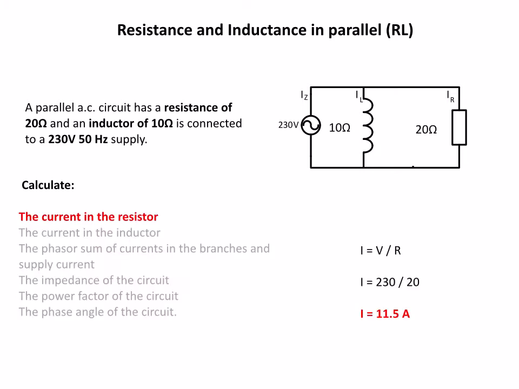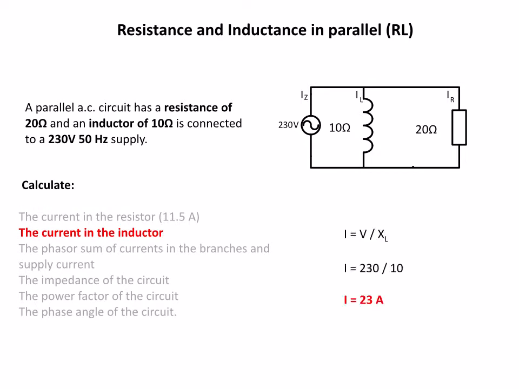The current flowing in the resistor is simply voltage divided by resistance, so 230 divided by 20 will give us 11.5 amps flowing in the resistor. The current in the inductor, similar to that, V over XL gives us 230 over 10, which gives us 23 amps.